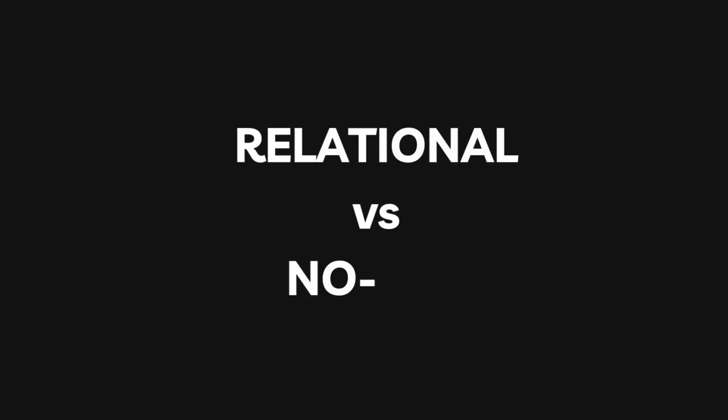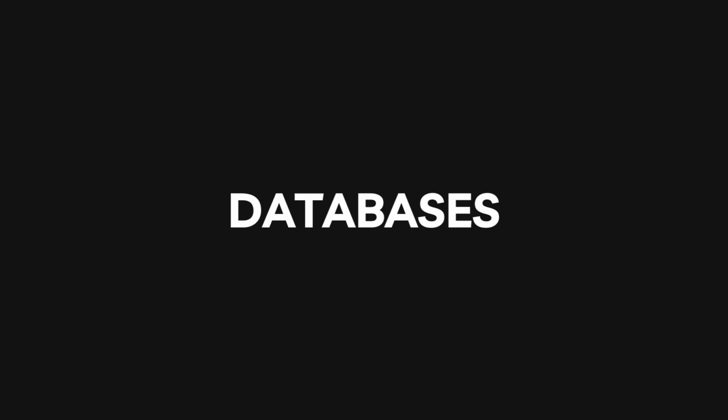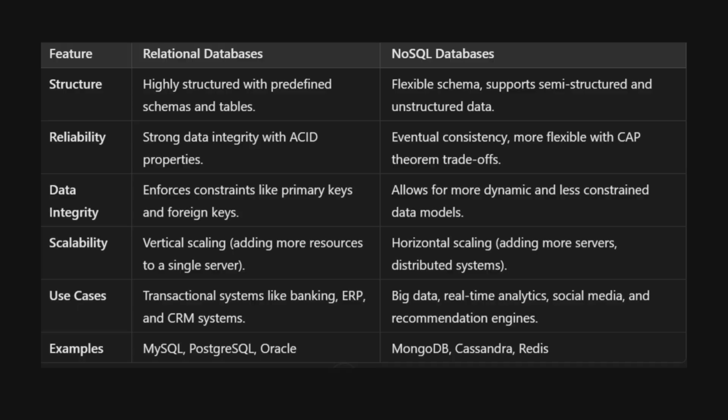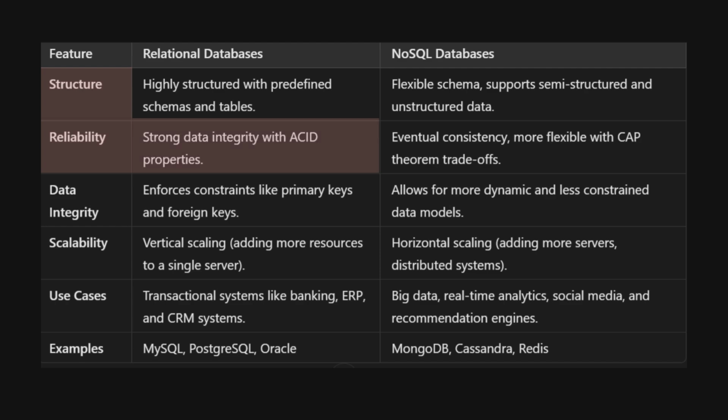Alright, that's a wrap up for today's video on relational versus NoSQL databases. To sum it all up, relational databases are all about structure and reliability with features like ACID properties and strong data integrity, while NoSQL databases focus on flexibility and scalability, making them perfect for handling large volumes of unstructured data. I hope this gave you a clear understanding of the key differences, and now you can make more informed decisions on which database to use for your projects.